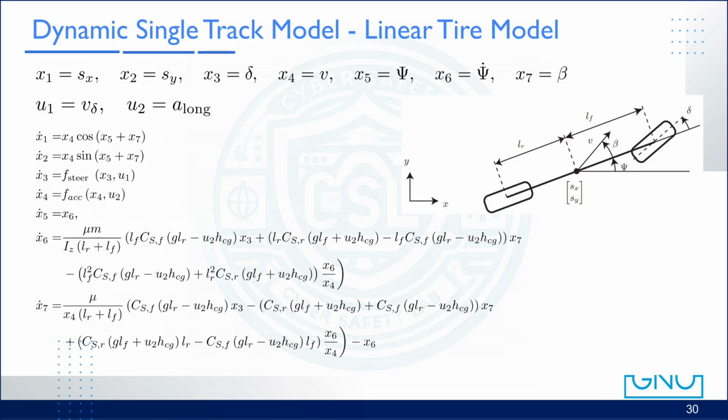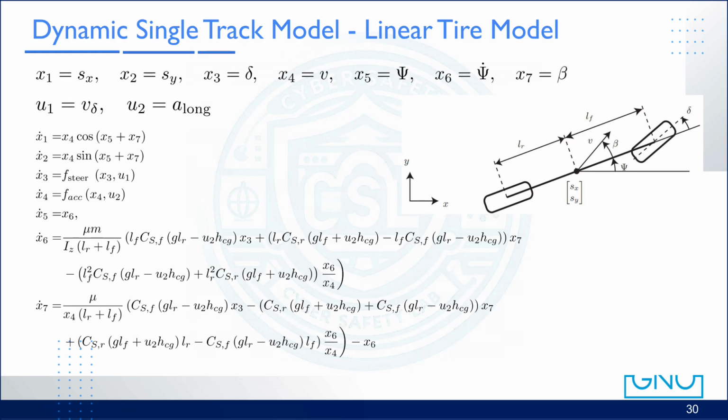Now, among all these equations, two are particularly important for vehicle dynamics. The ones for x6, the yaw rate, and x7, the side slip angle beta. Let's start with x6, the yaw rate. It tells us how fast the car is rotating around its vertical axis. This equation is derived from rotational dynamics, which states that the rate of change of yaw rate is equal to the net yaw moment divided by the yaw inertia.